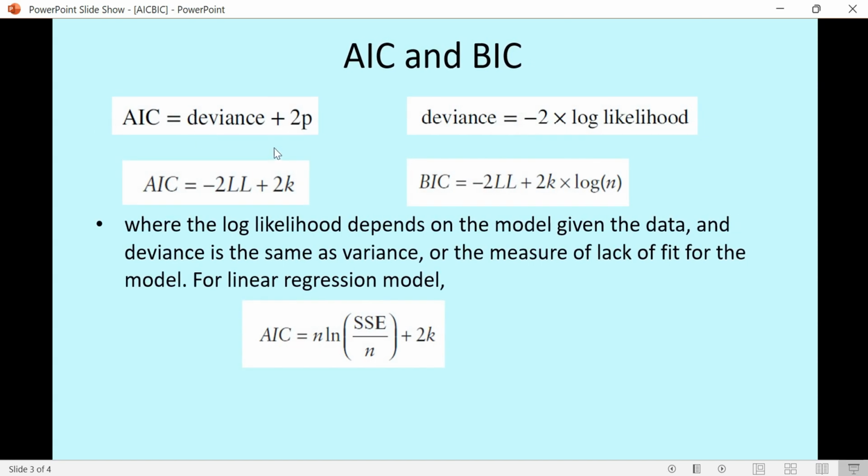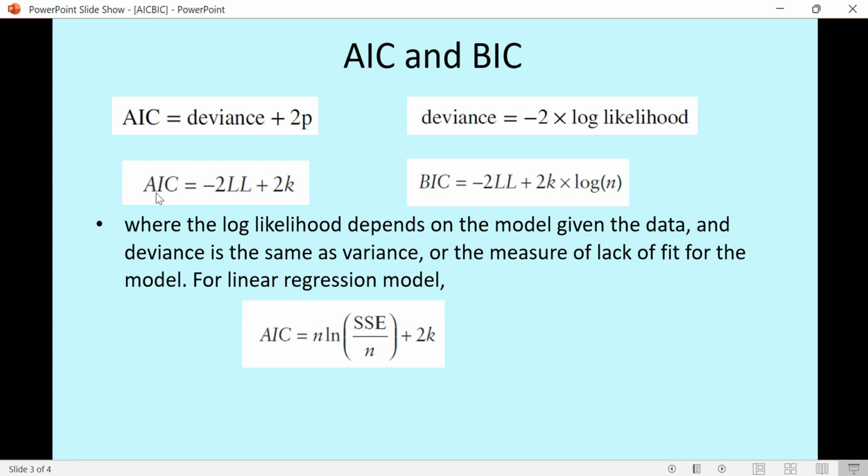The formulas for AIC and BIC are quite similar. AIC equals the deviance plus 2 times P, where P is the number of parameters. Here deviance is negative 2 times the log likelihood. The deviance is like the variance, a measure of lack of fit of the model. Usually deviance is a positive number, because log likelihood is negative, and lower is better.